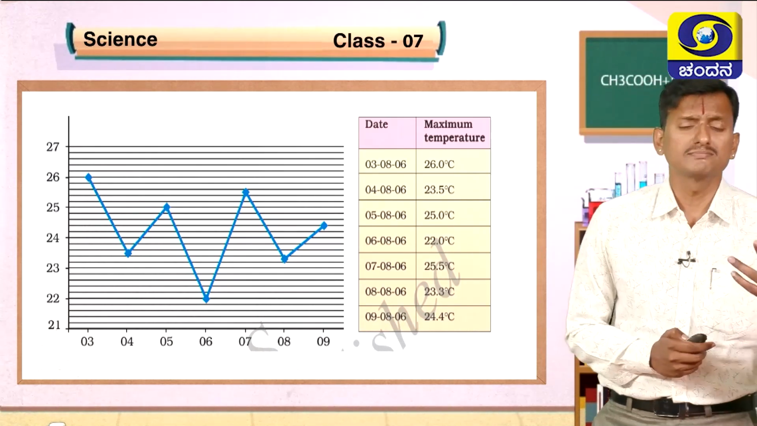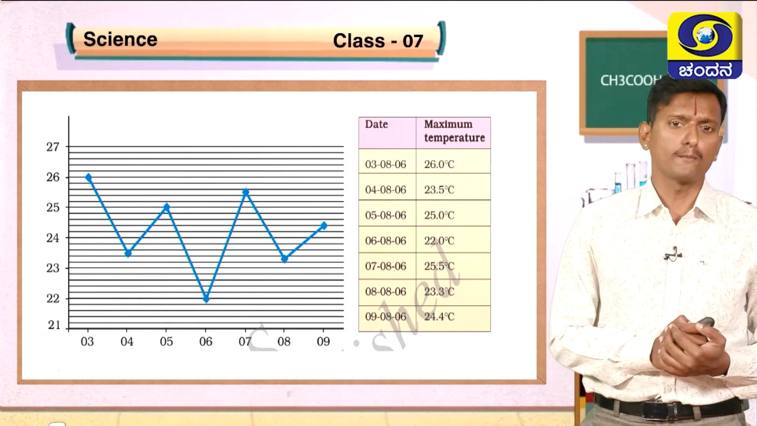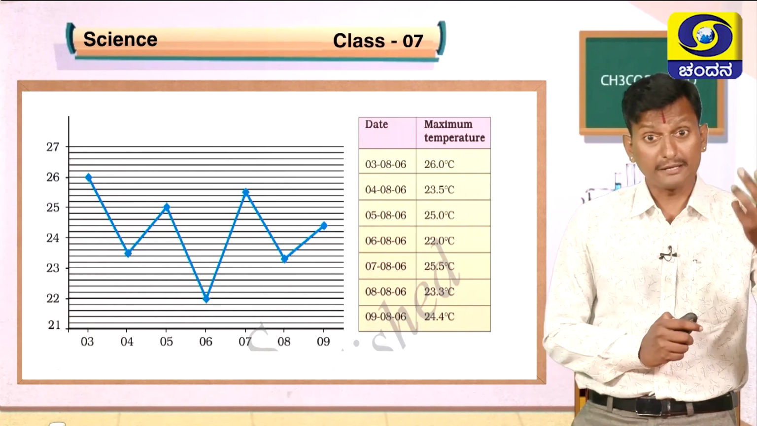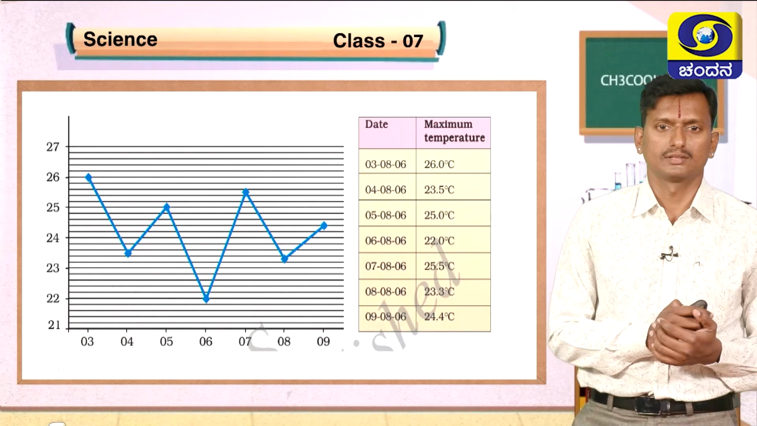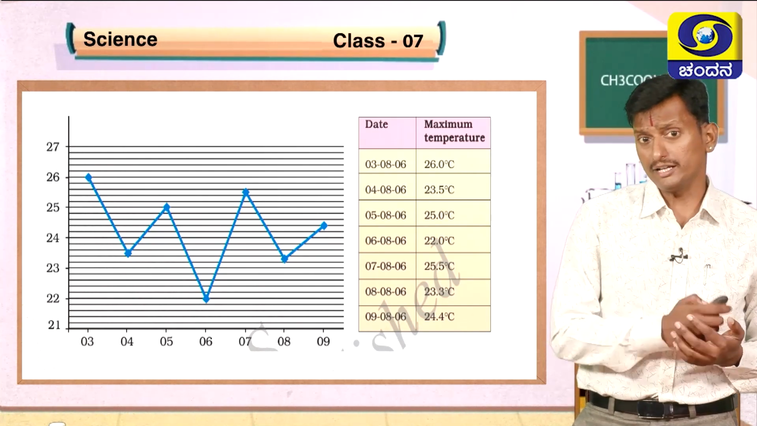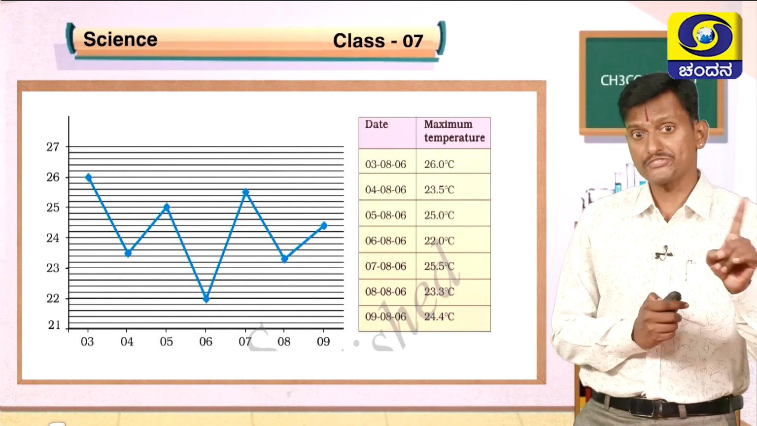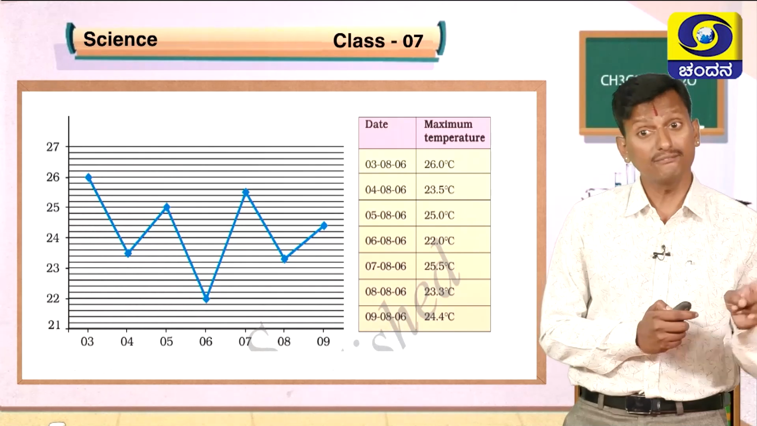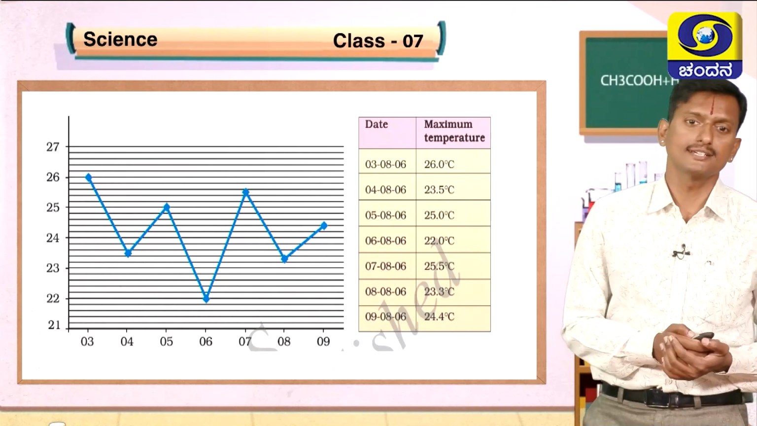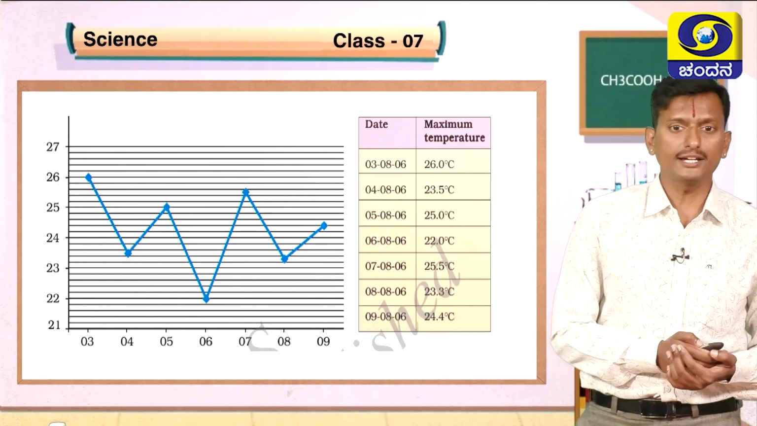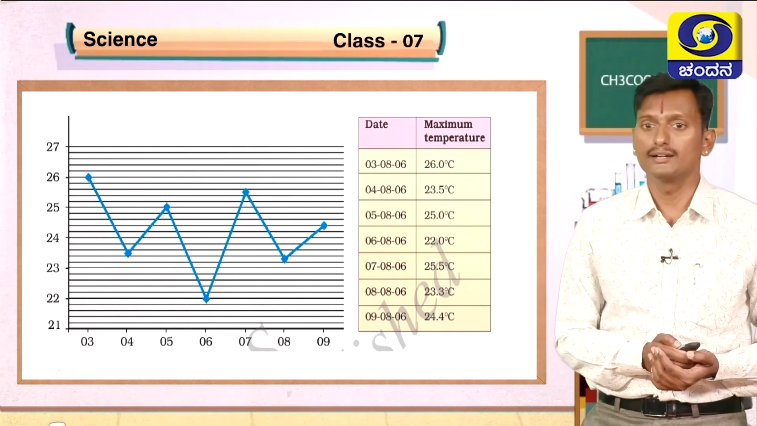Students, look at this picture. A chart is given in front of you showing the variations of temperature in a week. On 3/8/2006, the temperature is 26 degrees Celsius. On 4/8/2006, it is 23.5. On 5/8, it is 25. On 6/8, it is 22. On 7/8, it is 25.5. On 8/8, 23.3. On 9/8, it is 24.4 degrees Celsius.